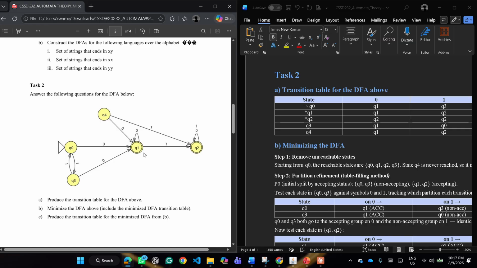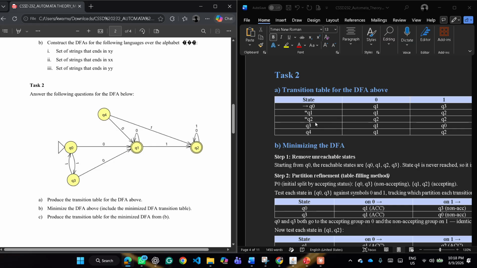That's how it is. And so if you're at Q1 and receive an input of 1, you transition from Q1 to Q2. That is also an accept state. Let's not talk about that for the meantime. So Q2, right? And then if you're at Q3 and receive an input of 0, you go to Q1.